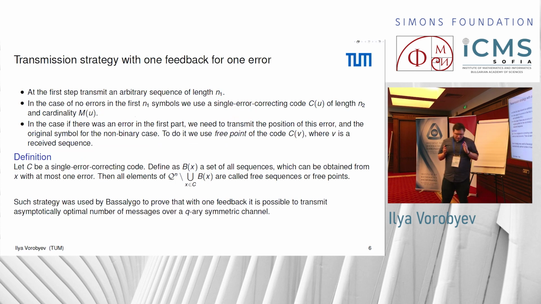So here, at first we consider the case of one feedback and also one error. Let's consider one strategy. Let's say at the first step we transmit an arbitrary sequence of length n1. Let's say we don't have any errors in the first n1 symbols, and we know that we can have at most one error in the n2 symbols. Then we just need to use a single error correcting code at the second stage. Okay, so here it's clear.